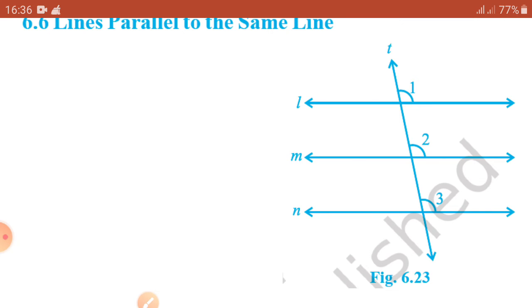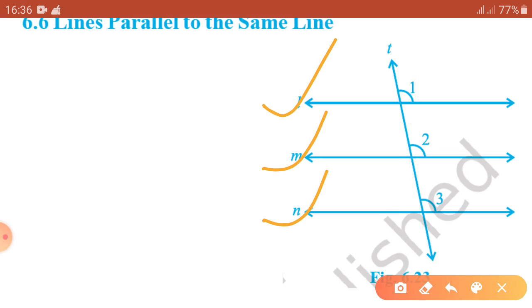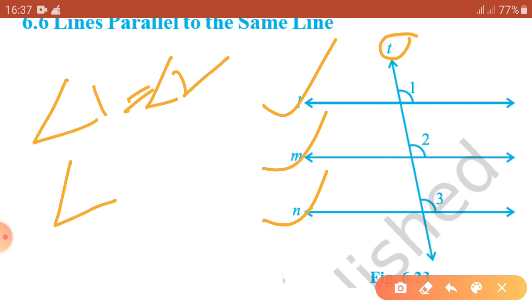So we already took the lines L, M, N. Now we are taking a line T as a transversal for the lines L, M and N. Now it is given that line M is parallel to line L and line N is parallel to line L. So therefore you can say that angle 1 is equal to angle 2 and angle 1 is equal to angle 3 according to the corresponding angles axiom. So we can say that angle 2 is equal to angle 3.